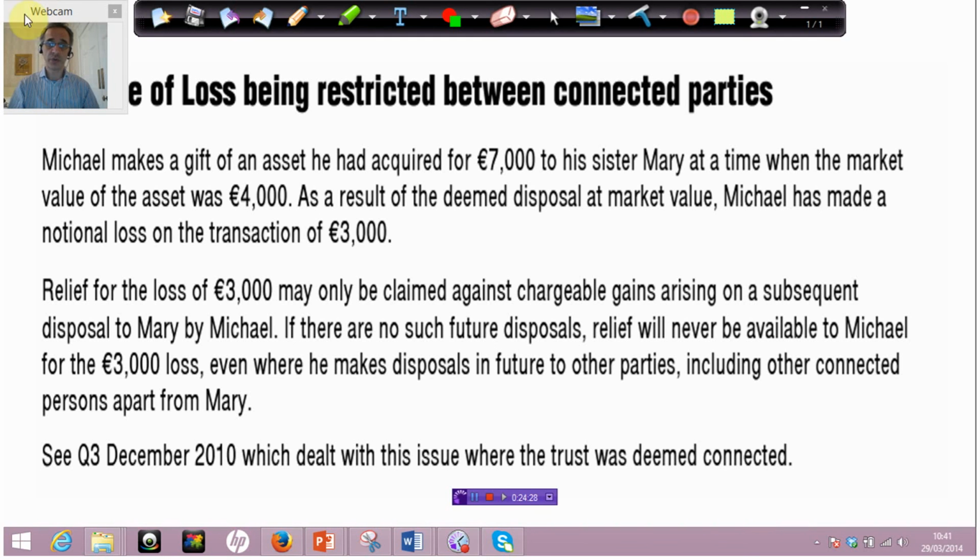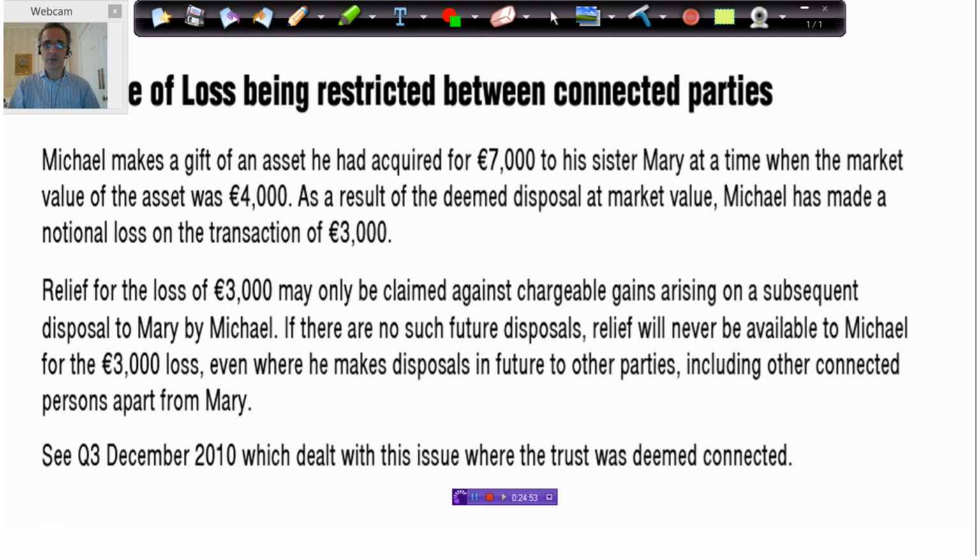Okay. Now draw your attention down here. This is, by the way, just cut and pasted from the FA 2012 text. Question 3, December 12 for P6 IRE. There was a deemed connection between an individual and a trust. So this is a good example of this type of situation. So just watch out for restrictions on losses between connected parties, or indeed the use of them.